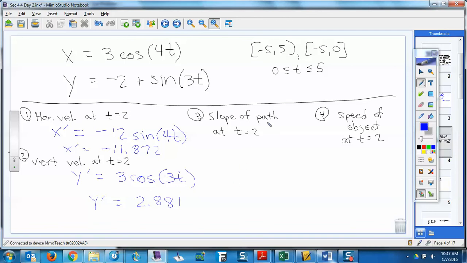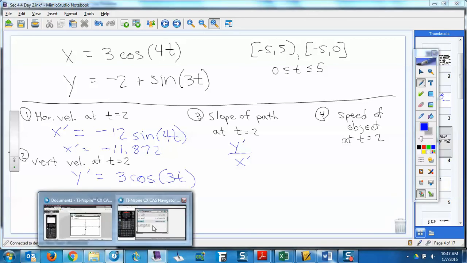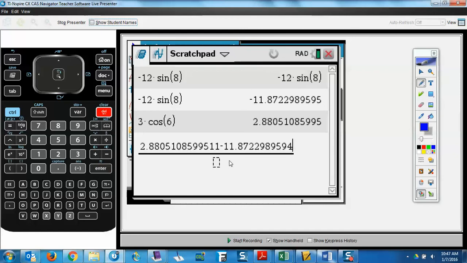All right. Slope of the path. What's the formula for that? Well, heck, we just found y prime and x prime already, didn't we? So isn't it just this number divided by this number? Right? Since it's still at 2. It's y prime divided by x prime. Okay, so Caleb, just divide those for us. Good. Go up and grab them so you don't lose decimals.